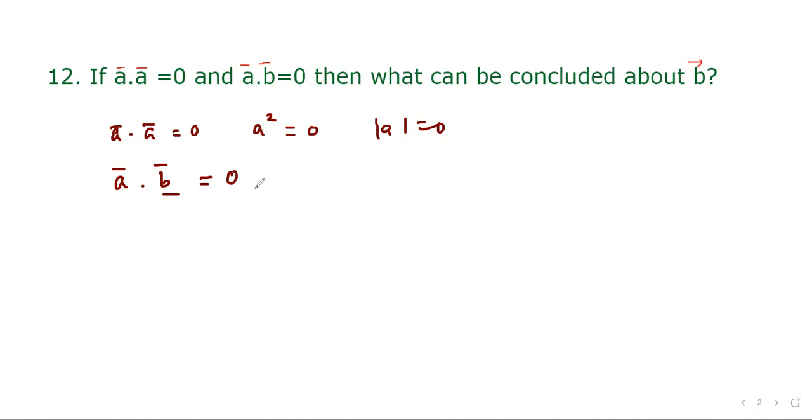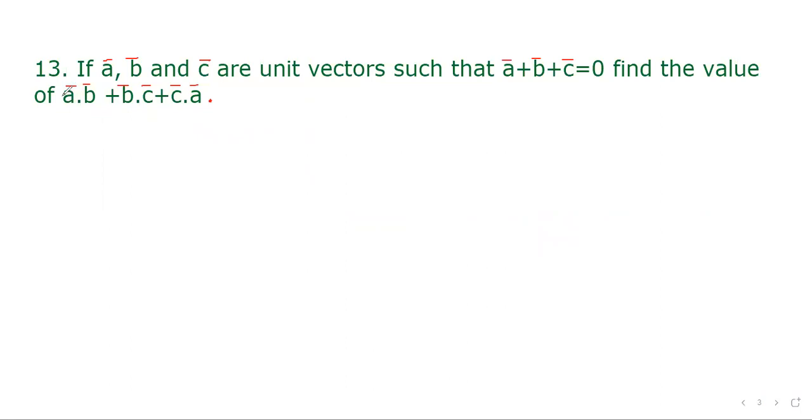So here, since A is 0, B may be any vector. In that case, product will be 0. So our answer will be that B may be any vector, because we are going to multiply 0 with a vector. So result will be 0. Now let's go to question number 13.